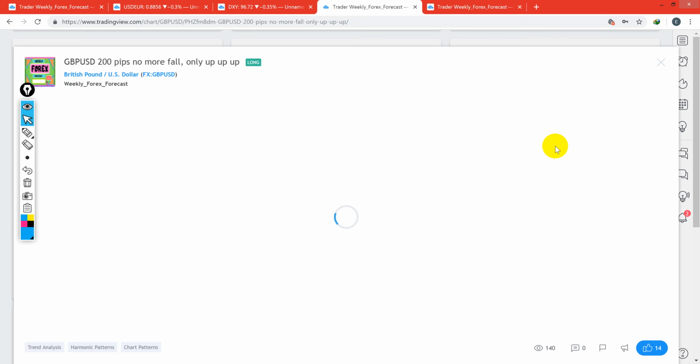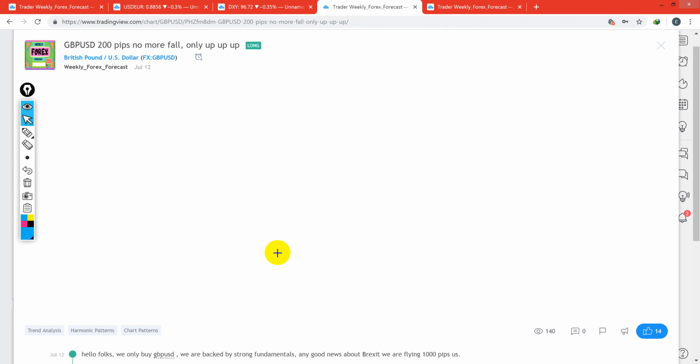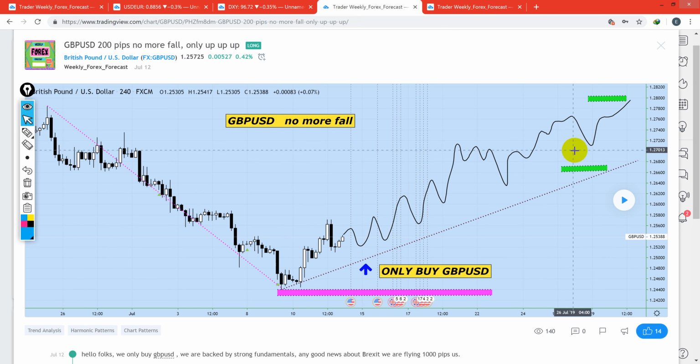Pound dollar, this is going up. If the pound does come down, this may come back again, but there's no way to sell this one. Take a small lot size. If it does come down, you go buy it again. For this price range, this is a buying area, especially against the dollar.